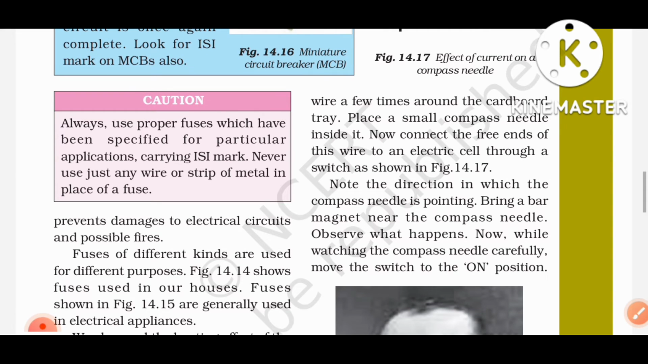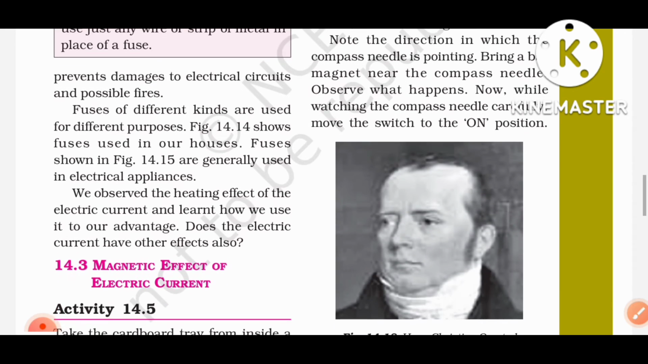Caution: always use proper fuses which have been specified for particular applications, carrying ISI marks. Never use just any wire or strip of metal in place of a fuse. Fuses of different kinds are used for different purposes. Figure 14.14 shows fuses used in our houses. Fuses shown in Figure 14.15 are generally used in electrical appliances.